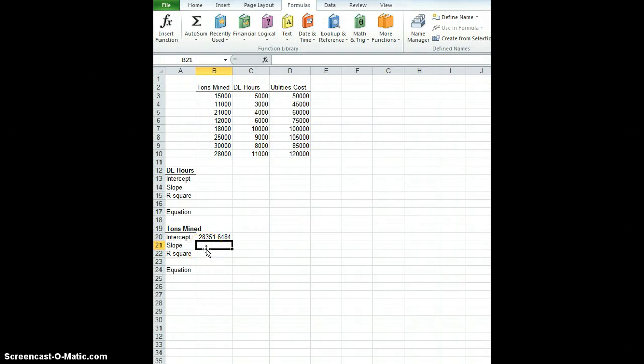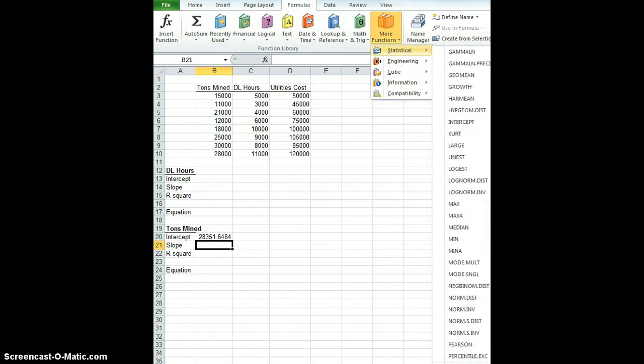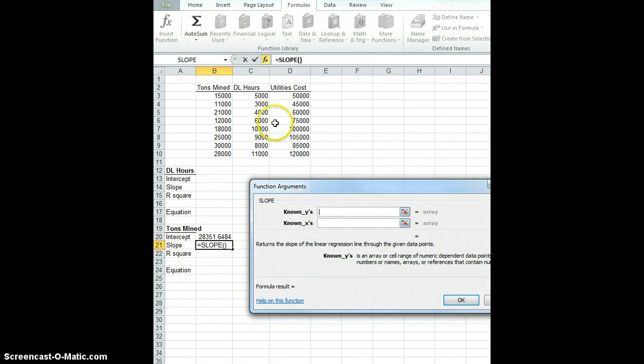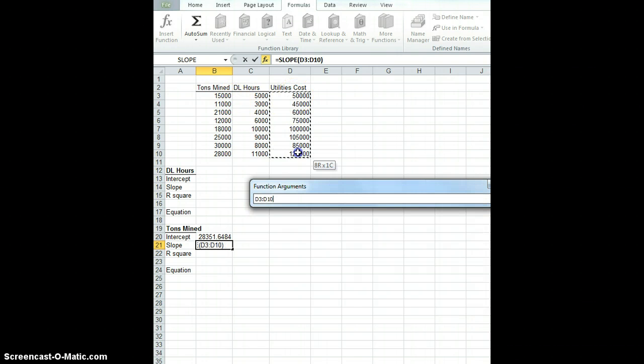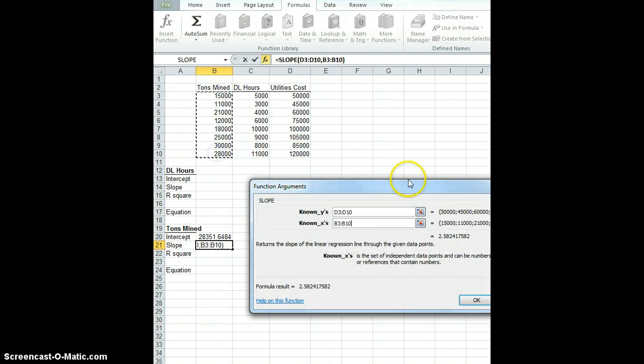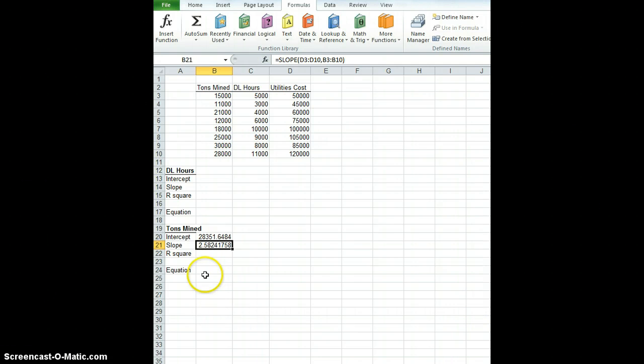I then need to calculate the slope. If you recall, the slope is the B, the variable cost per unit. I walk through the same routine: Formulas, More Functions, Statistical, scroll down to Slope. Once again, the known Y's are utilities, and the known X's are tons mined. Click OK, and I have a variable cost per unit of $2.58 per unit.